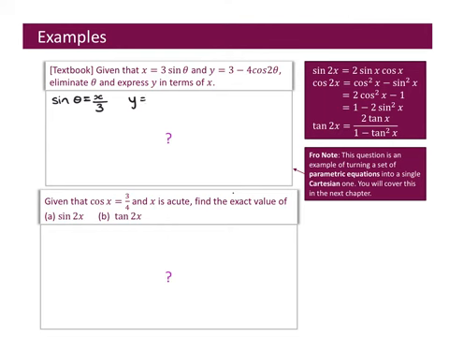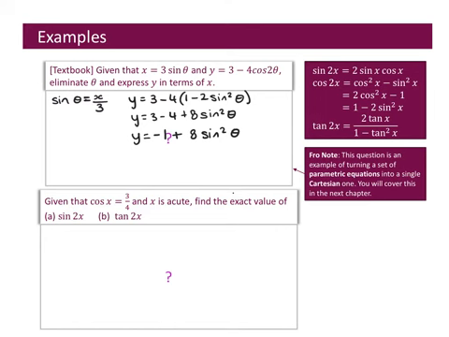So I'm going to have y equals 3 minus 4 lots of 1 minus 2 sine squared theta. So I'm going to get y equals 3 minus 4 minus 4 times minus 2 is plus 8 sine squared theta. So y equals 3 minus 4, which is minus 1, plus 8 sine squared theta. Now, we know that sine theta actually equals x over 3, and we know that sine squared theta is, in fact, sine of theta all squared. So I'm going to substitute that in. So therefore, y equals minus 1 plus 8 lots of x over 3 squared.